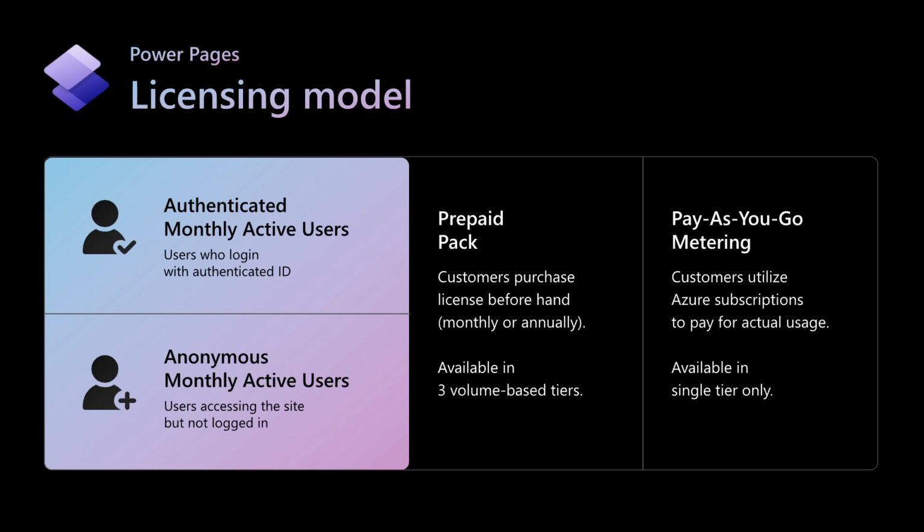Along with these exciting product capabilities, we are now excited to share a new simplified licensing model. The existing licensing model is based on authenticated logins and anonymous page views. But the new model has shifted focus from these logins and page views to a more simple model of monthly authenticated and monthly anonymous users per website. In addition, we now support both the prepaid capacity-based packages that are available in multiple volume-based tiers to meet your needs, as well as pay-as-you-go meters.